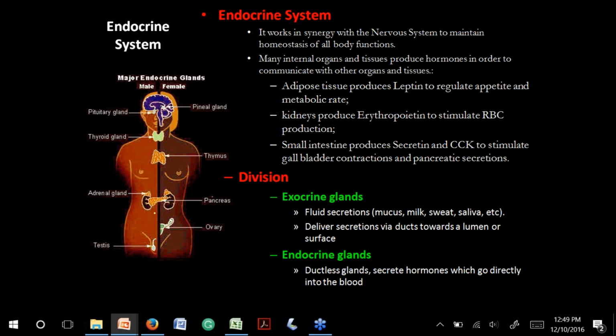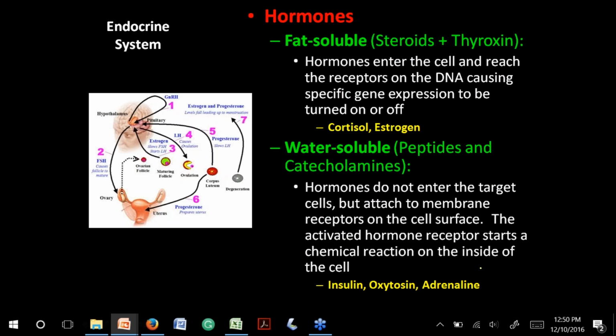The endocrine system is divided into exocrine and endocrine glands. Exocrine glands have a duct, for example, sweat glands. Endocrine glands have no ducts, for example, the thyroid gland. We have two types of hormones, the fat soluble and the water soluble. What is a hormone? A hormone is a substance that has a target organ.